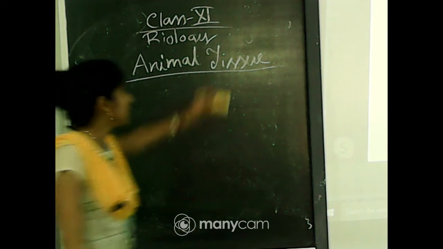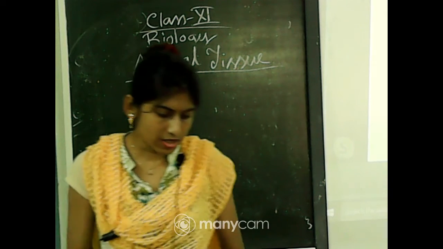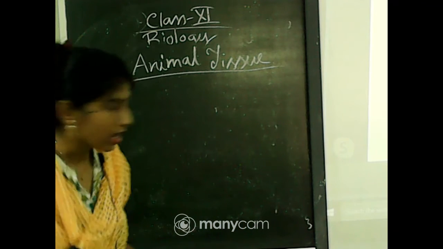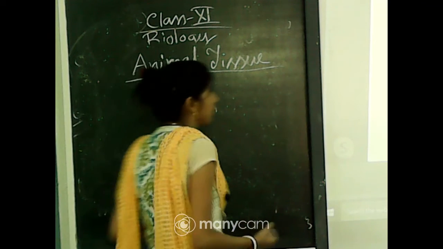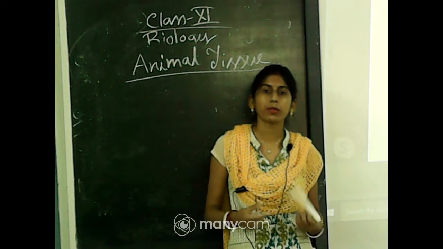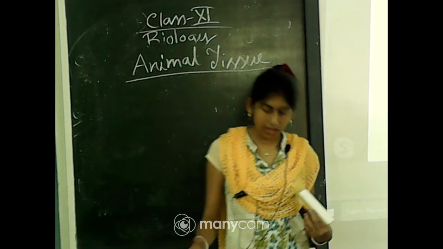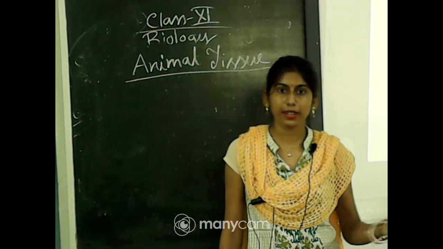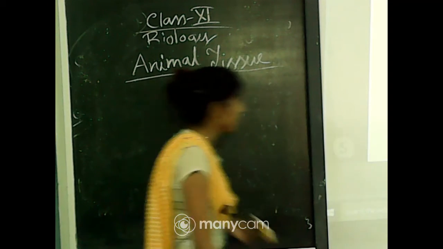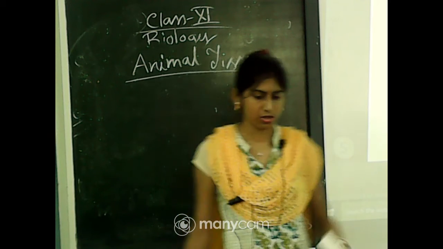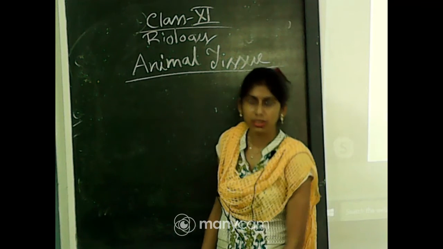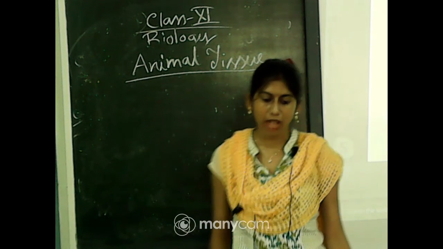So, what is tissue? Tissue means when a group of similar type of cells performing mostly similar type of function are called tissue. And the study of tissues is called histology. In the previous chapters we have read about plant tissues. So, now we will read about animal tissue.